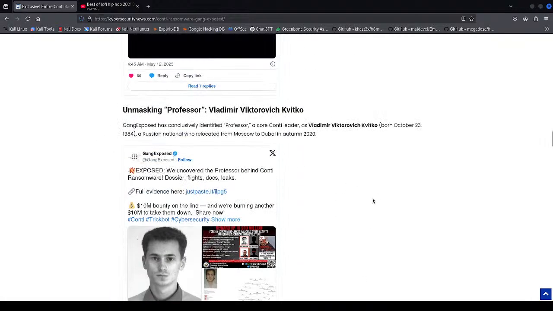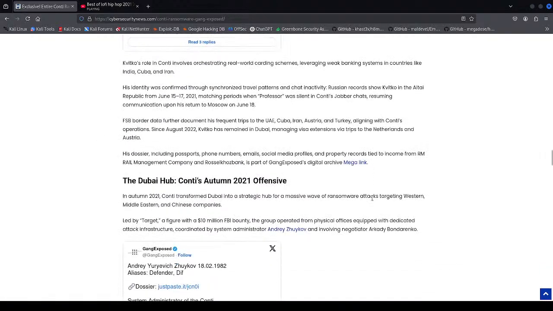So as you can see there, Kvitko's role in Conti involves orchestrating real-world carding schemes, leveraging weak banking systems in countries like India, Cuba, and Iran. Carding schemes, huh? Real-world carding schemes, leveraging weak banking systems in countries like India, Cuba, and Iran.